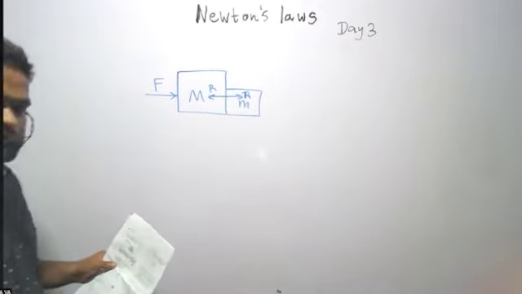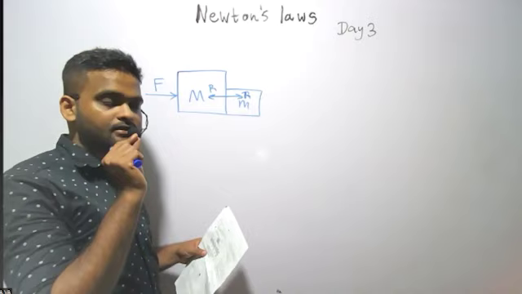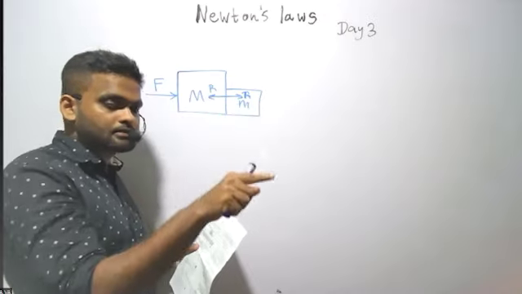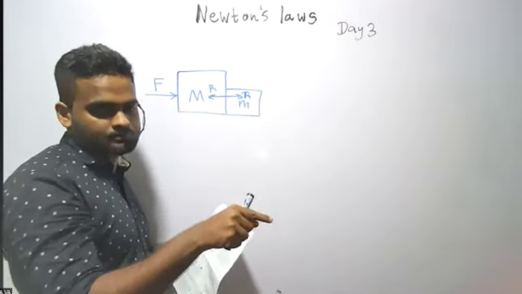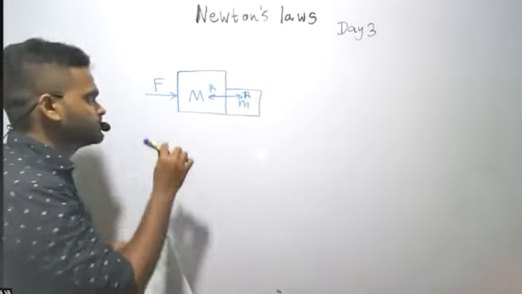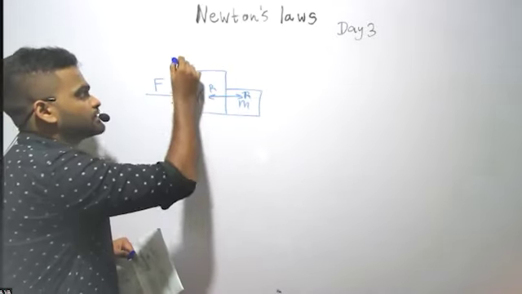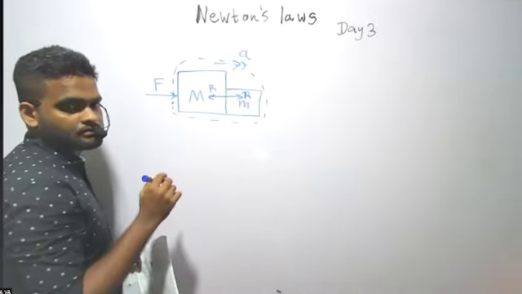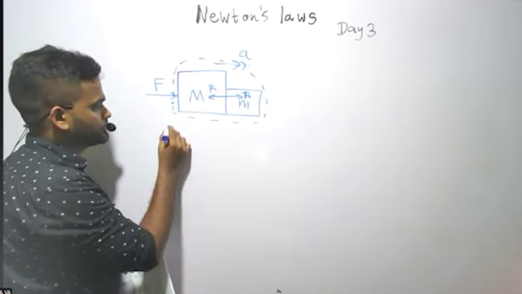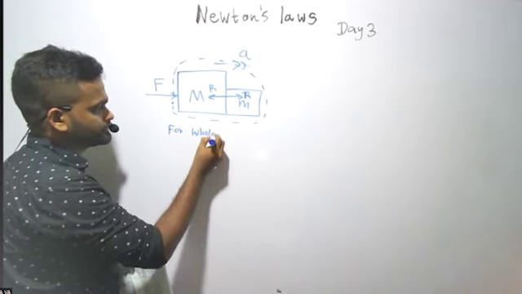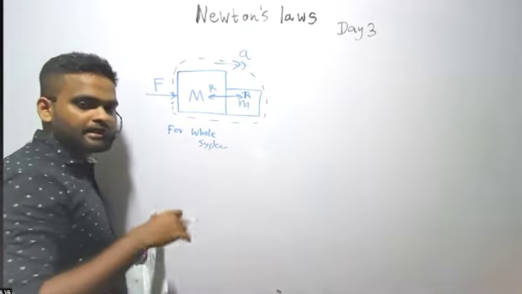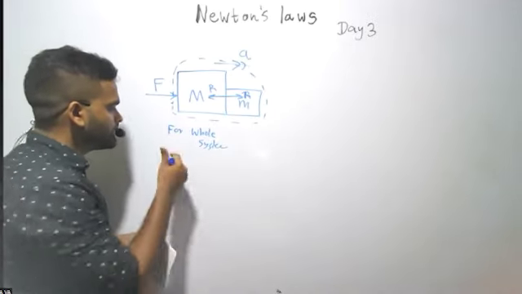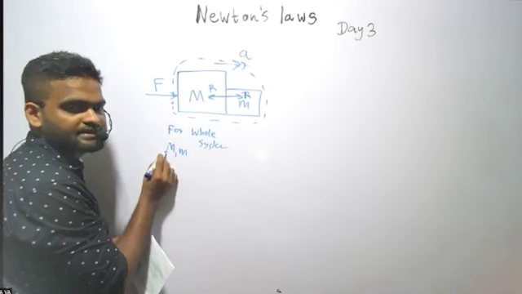So whenever you get a question like this, you should have the ability, this is also a key point in Newton's laws, to mark a system. First I'm going to apply it to the whole thing at once. This is just to find the acceleration for the whole system. When you think about the whole system, you apply it to the whole system at once. Whole system means capital M and small m.